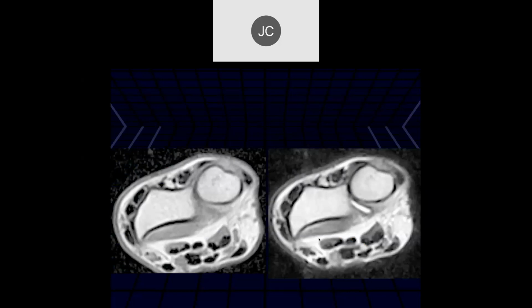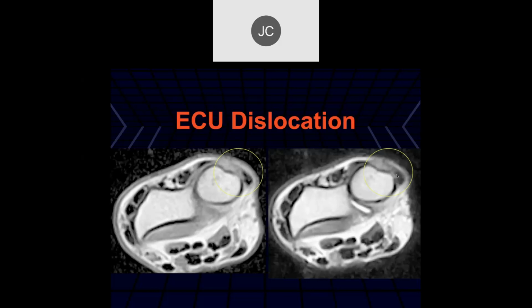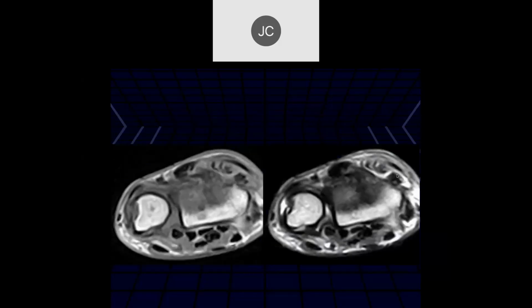Okay, Elior. All right, so looking at the ECU, it is subluxed out of the ECU groove. Be concerned for a retinacular tear. Yeah, and a lot of tendinopathy of that tendon. This is also a patient with rheumatoid arthritis.